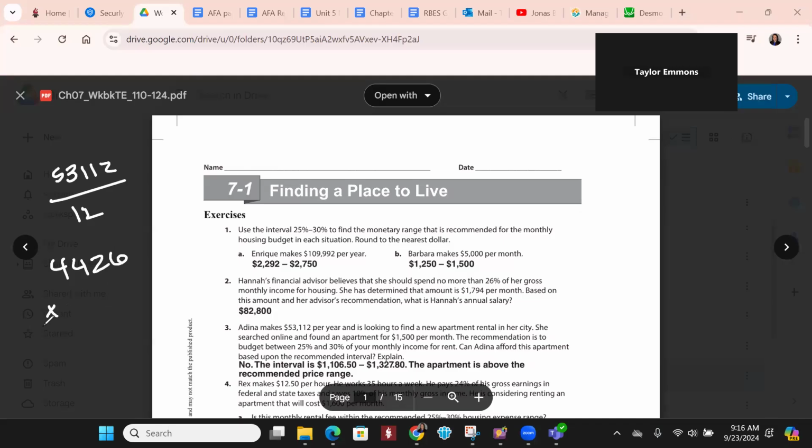So I'm going to set up an equation where I have X divided by 4,426 times 100, and I'm going to set that equal to 25. Okay, I'm going to plug that into my calculator, and that's going to give me my X value. I'm going to do the same thing, except this time I'm going to do 30, and plug it into my calculator.